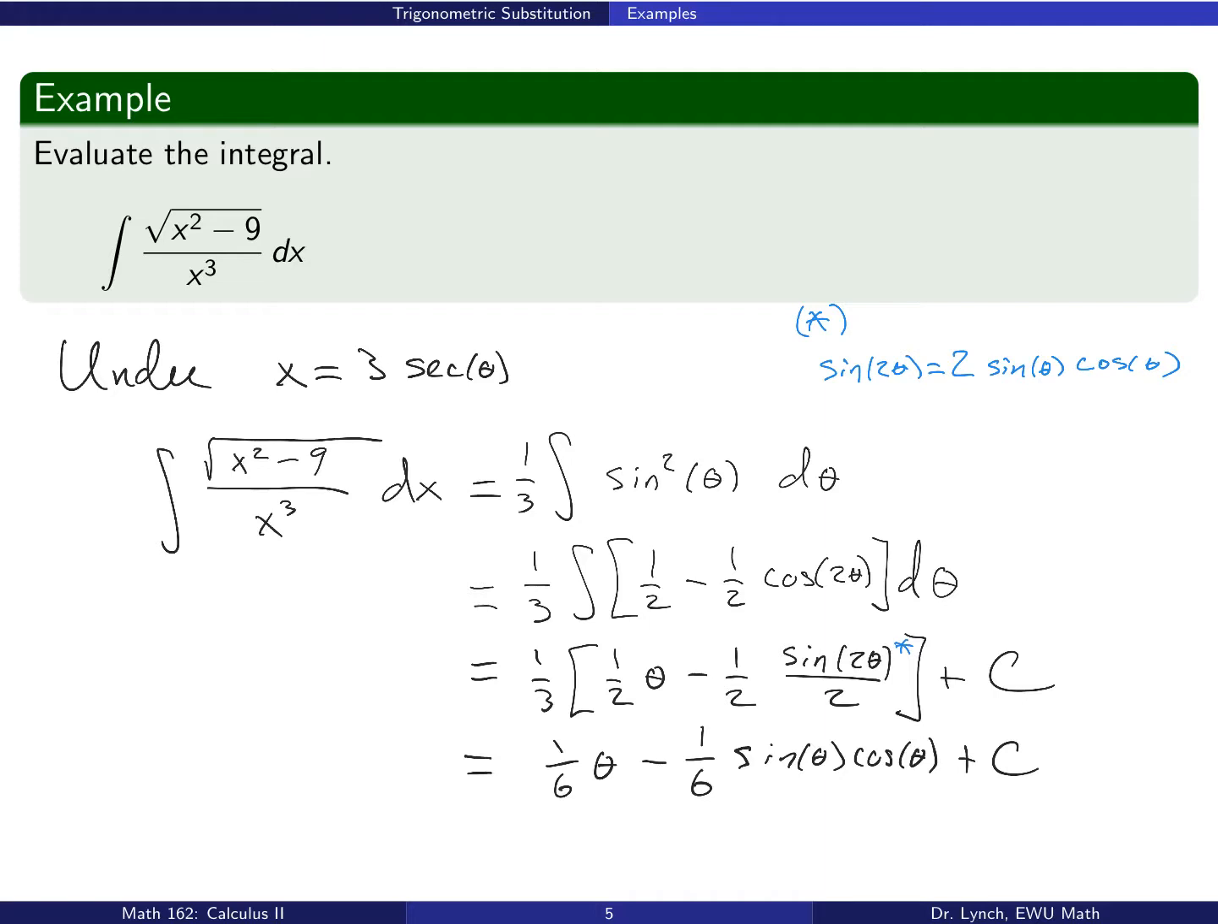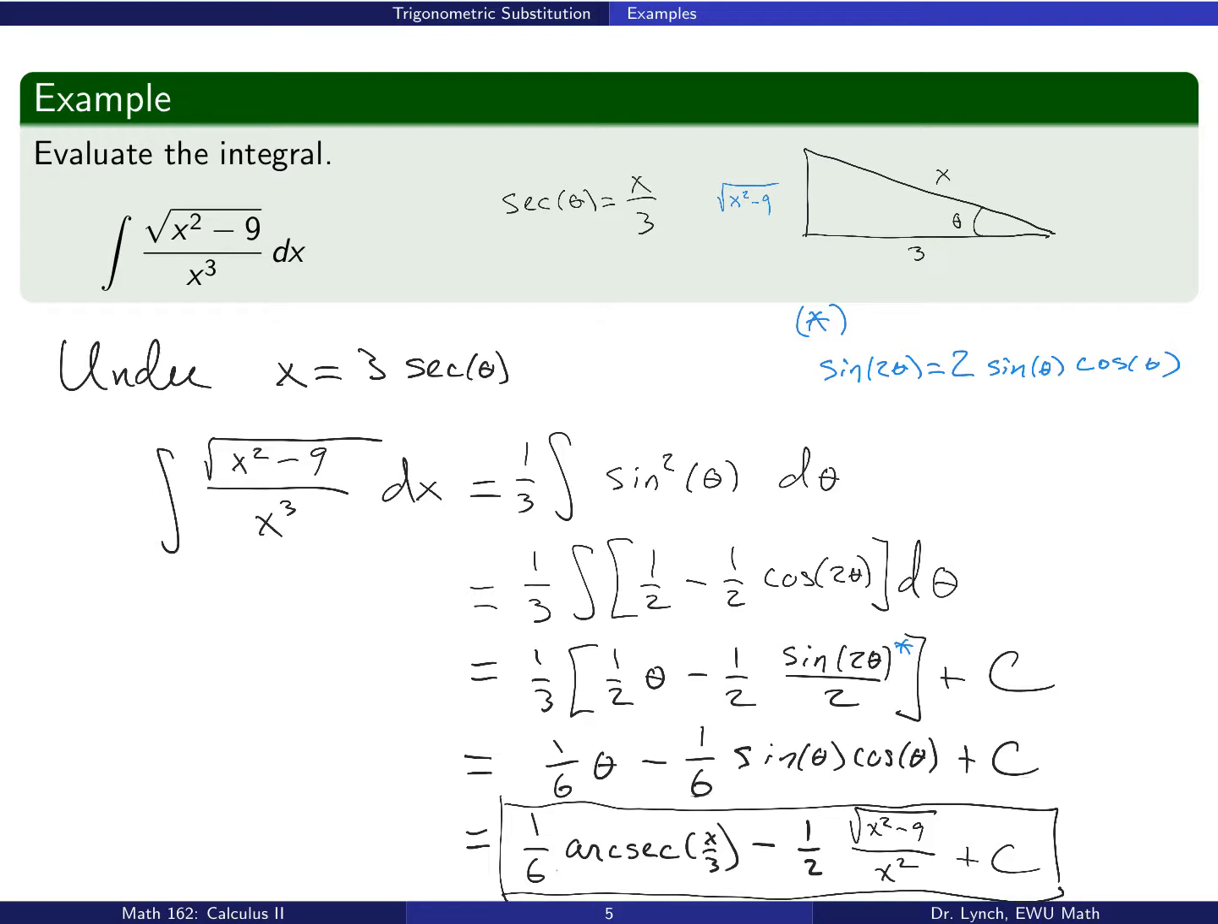2 sine theta cosine theta, we can see that we can write our general antiderivative as 1/6 theta minus 1/6 sine theta cosine theta. Now, of course, one more step to get back to x world here, a triangle involving a secant of theta whose value is x over 3. So here's that triangle involving the hypotenuse x, the adjacent side 3. We can compute the opposite side, which is the square root of the quantity x squared minus 9. Of course, theta is just the arcsecant of that angle.